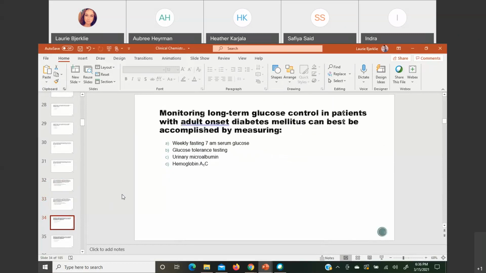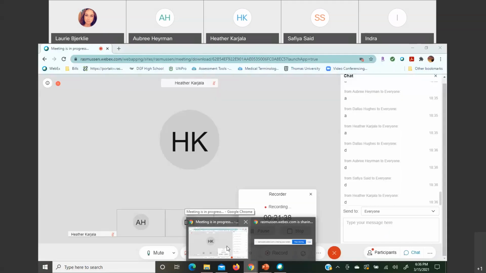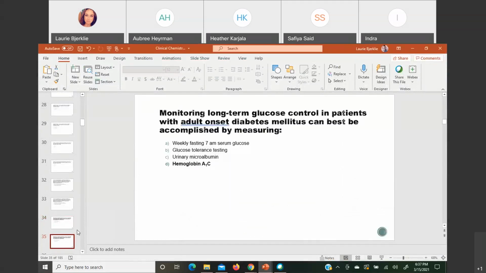Monitoring long-term glucose control in patients with diabetes can best be accomplished by measuring what? What do we use to monitor diabetes? All right, I'm pretty sure you guys have this one. Yes, hemoglobin A1Cs, and pretty much every chemistry lab runs those. Yep, good.